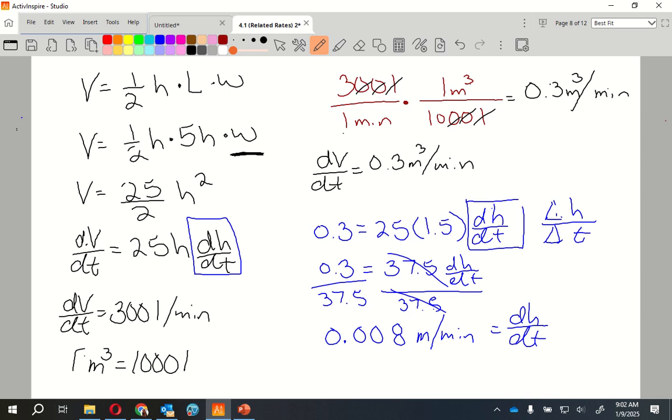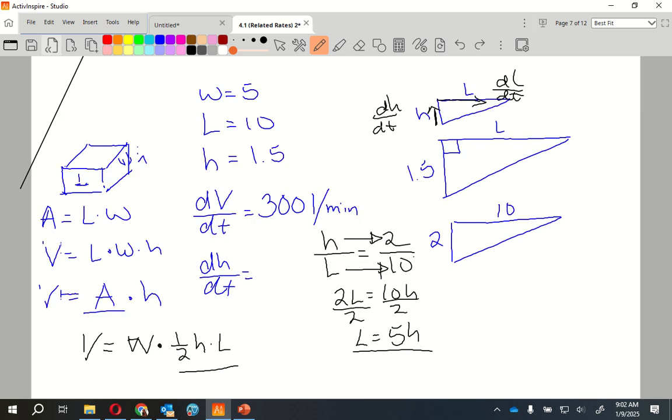Now, do you guys understand the reason for doing the similarity? If I didn't, I would have a dL/dt because my length is also changing at that time. Because the length is changing in that time, I have a change there and I have a change here. That's the reason why I had to set it up to do the proportions like I did.